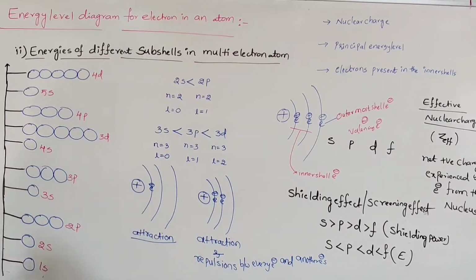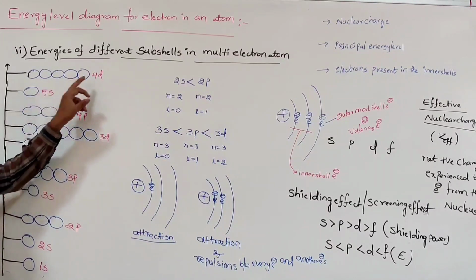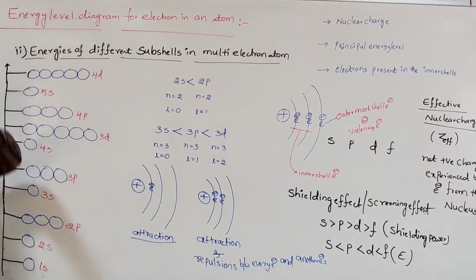And what is the energy order we can say? 1s is lower energy, then 2s, then 2p, then 3s, then 3p, then 4s, 3d, 4p, 5s, 4d. Like that we can write the order.